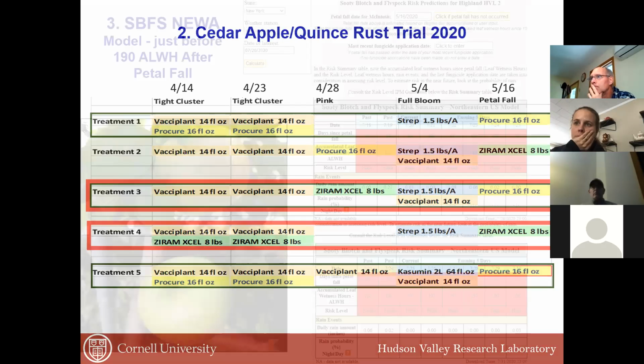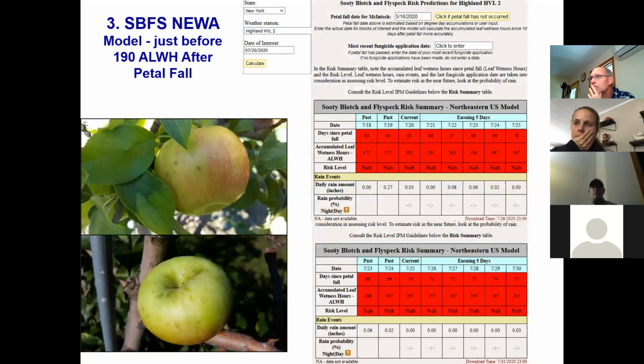We also had a Sudwatch and fly stick trial.